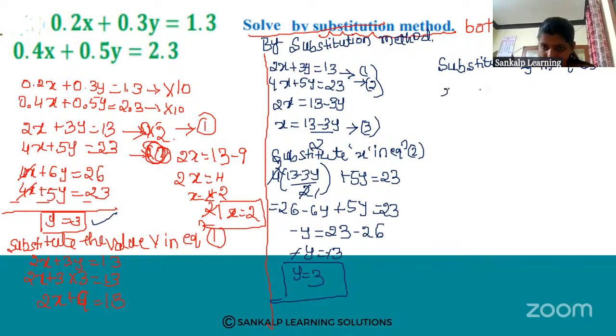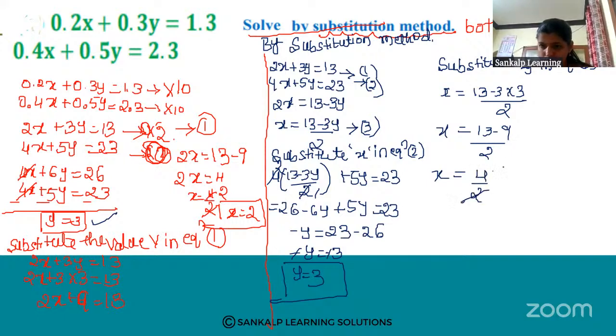x is equal to 13 minus 3, the y value is 3, divided by 2. 13 minus 9 divided by 2. 13 minus 9 is 4. 4 divided by 2, 2 twos are 4. That means x is equal to 2 you will get. So in the elimination method also x is equal to 2. In the substitution method also the x value is 2. Therefore x is equal to 2 and y is equal to 3 is the value of x and y.